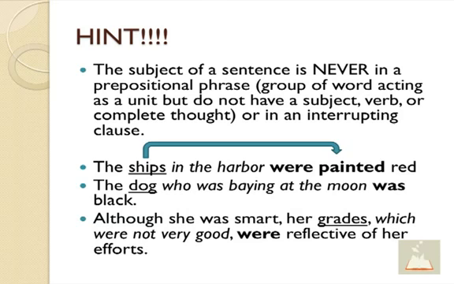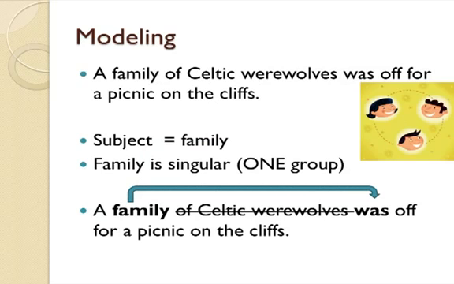For example, the ships in the harbor were painted. Ships needs to agree with were painted. The dog who was baying at the moon was black. In that case, no matter what you try to make it agree with, it's going to come out to be singular. So even if you mess it up and try to say, oh, I have to make it agree with moon, you're going to get it right by accident. But the simple subject in that sentence is dog. So the dog was black. The ships were painted. So here's another example for us.